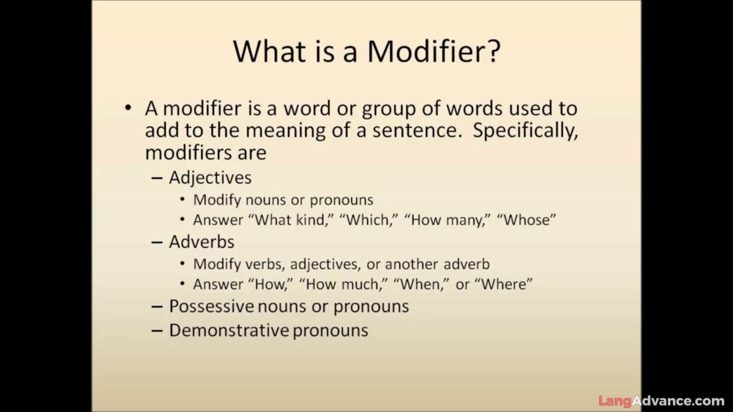A possessive noun or pronoun is a word that shows ownership. So if something belonged to me, I would call it my book. My would be a possessive pronoun. If it belonged to somebody named Sue, I would call it Sue's book, with an apostrophe S. A demonstrative pronoun is this, that, these, or those, where you're indicating the thing or the items in question.